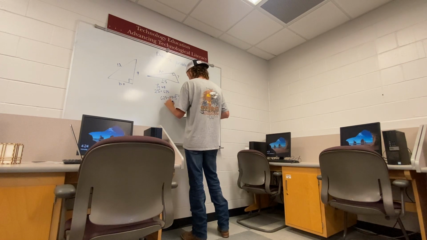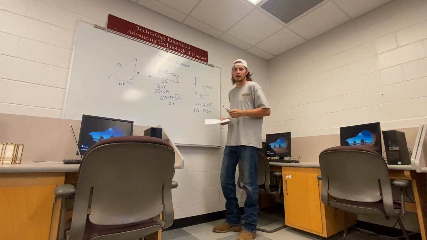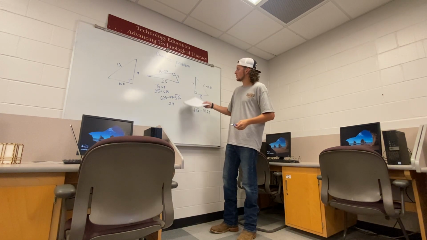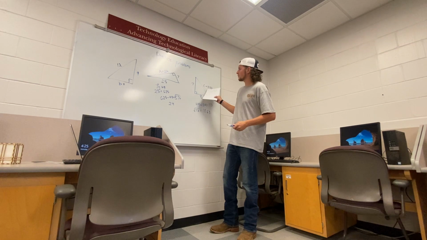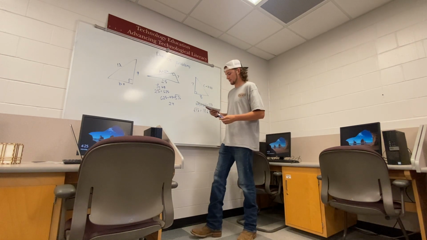Square root of that is 24. So side A equals 24. If you want to look at that and write it down, you can. Just remember, if you're not looking for the hypotenuse, you're not going to add them together. If you add them together, it's not going to work out.